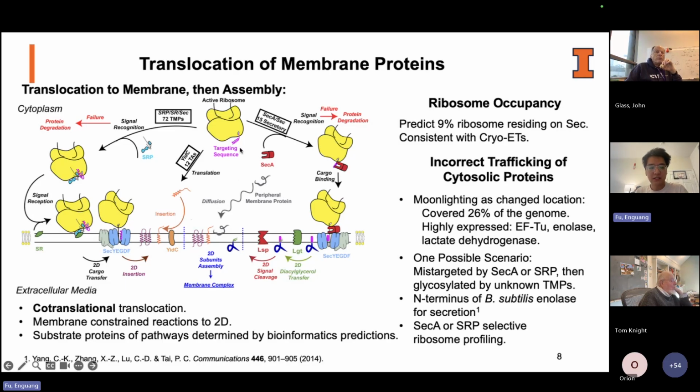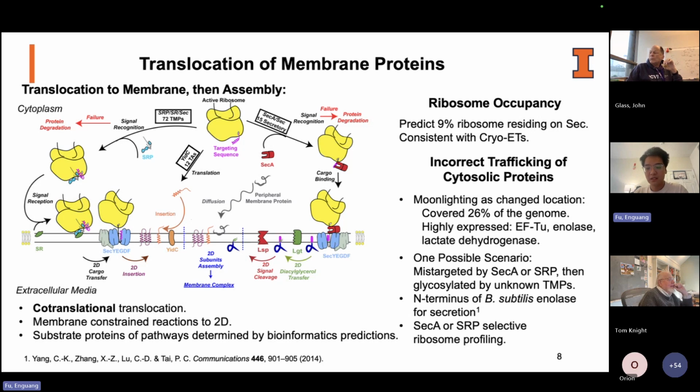And we predicted the targeting sequence of transmembrane proteins or lipoproteins using bioinformatic predictions. And after incorporating this whole translocation network, we predict 9% of ribosomes residing on the Sec translocon, which is consistent with the cryo-ET observations.